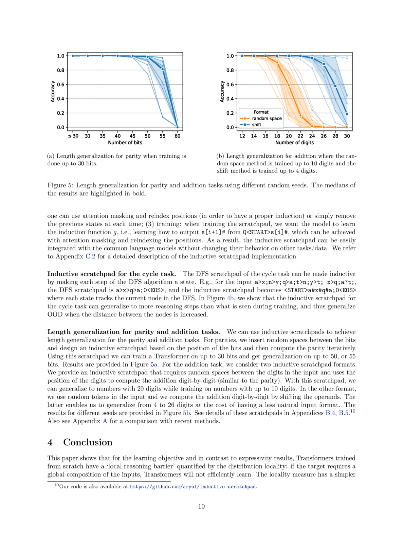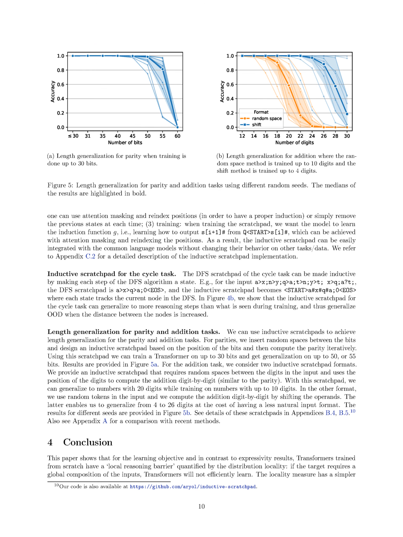Section: Inductive scratchpad for the cycle task. In this section, we created an inductive scratchpad for the cycle task using the DFS algorithm. By treating each step of the DFS algorithm as a state, we transformed the DFS scratchpad into an inductive one. This inductive scratchpad keeps track of the current node in the DFS process. We demonstrated that this inductive scratchpad can handle more reasoning steps than those encountered during training, allowing for out-of-distribution generalization when the distance between nodes is increased.